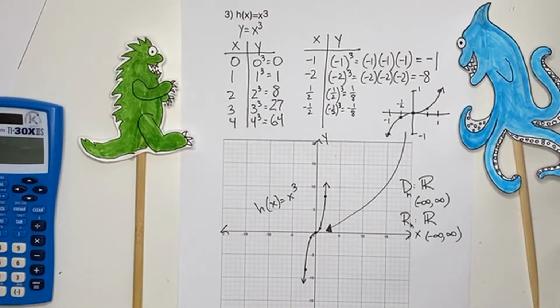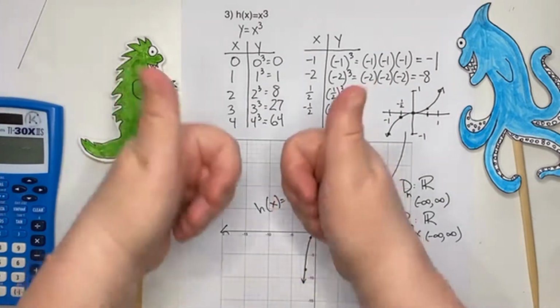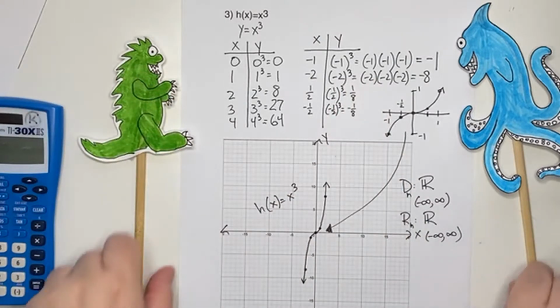So that's it for graphing. That's it for chapter 2. Yay, we're done. We survived.